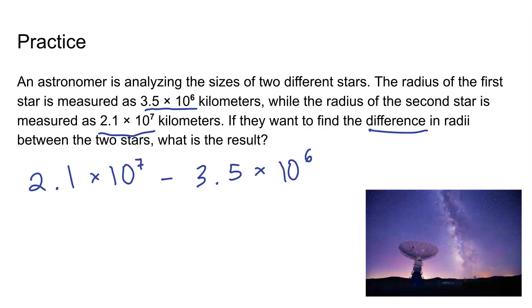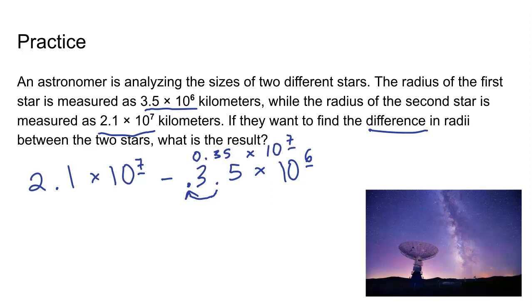And here you have different exponents, so you need to convert them to the same exponent. And in this case, it would be easier to convert the second number from 10 to the 6th to 10 to the 7th by moving the decimal point one place to the left. So the new coefficient becomes 0.35 times 10 to the 7th.